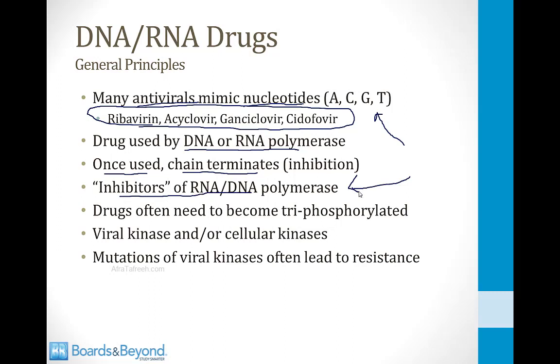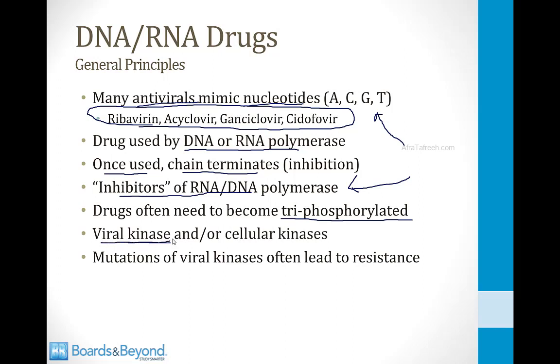they inhibit the enzyme. These drugs often have to become triphosphorylated. Remember what I said on the last slide, that these nucleotides have to be triphosphorylated to get incorporated into DNA or RNA, and the drugs are the same way. They must also be triphosphorylated. The enzymes that phosphorylate them are called kinases. A kinase is an enzyme that adds a phosphate group.